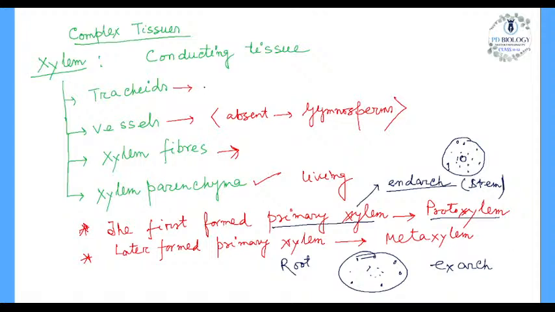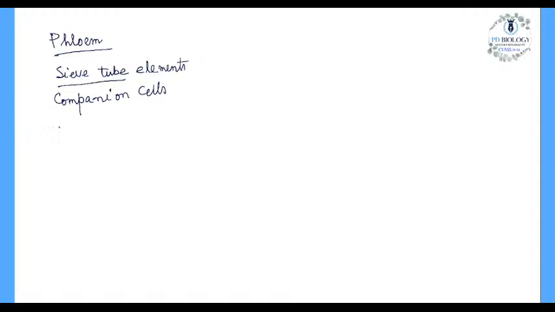Next part, that is phloem. In angiosperms, phloem is composed of sieve tube elements, companion cells, phloem parenchyma, and phloem fiber.